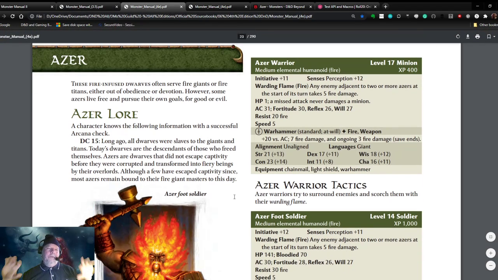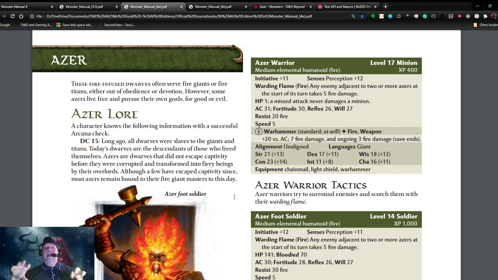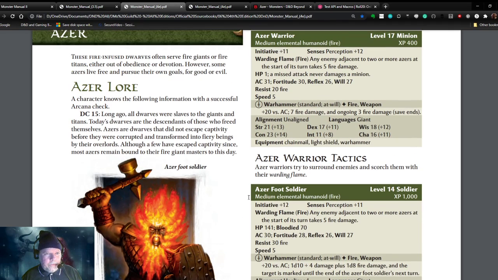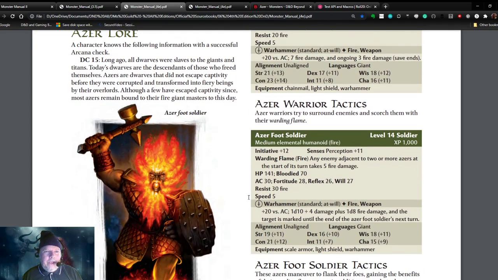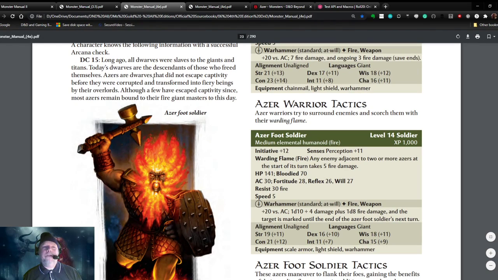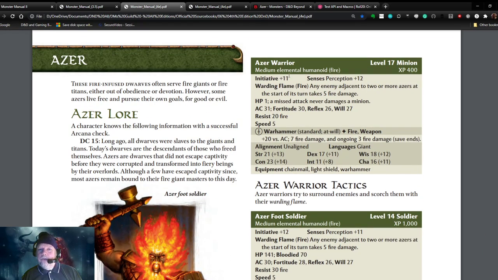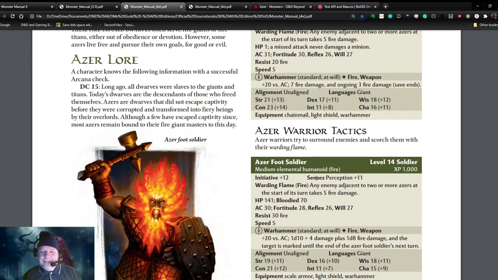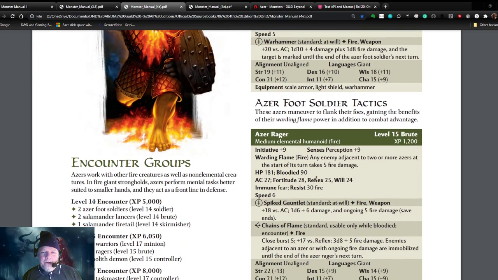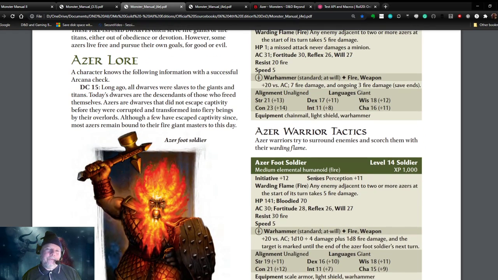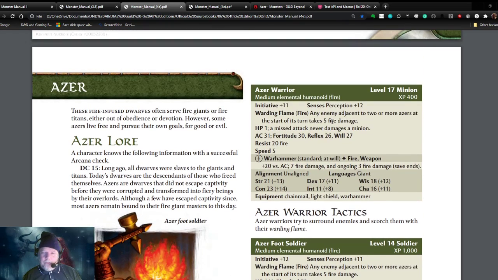All right, now we come to 4th edition. And in 4th edition, they loved to take a monster and they loved to build variants of that monster. And the Azer is no exception. So the Azer lore, that's where this comes from, about the fact that all dwarves at one time were slaves to giants. So there are several different classes of Azers. There's I think at least 5 or 6 different kinds of Azers. On this page alone, we have 3.